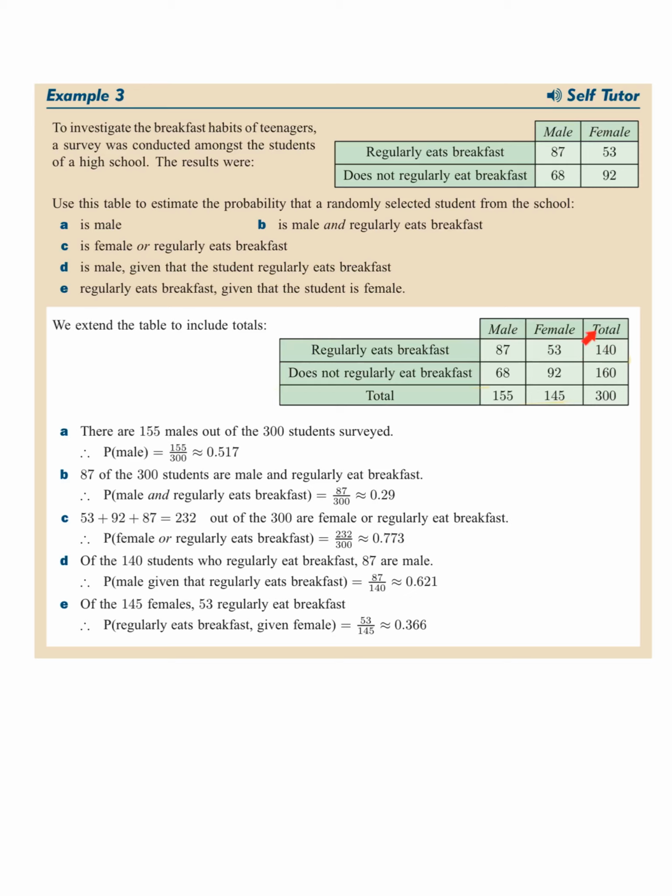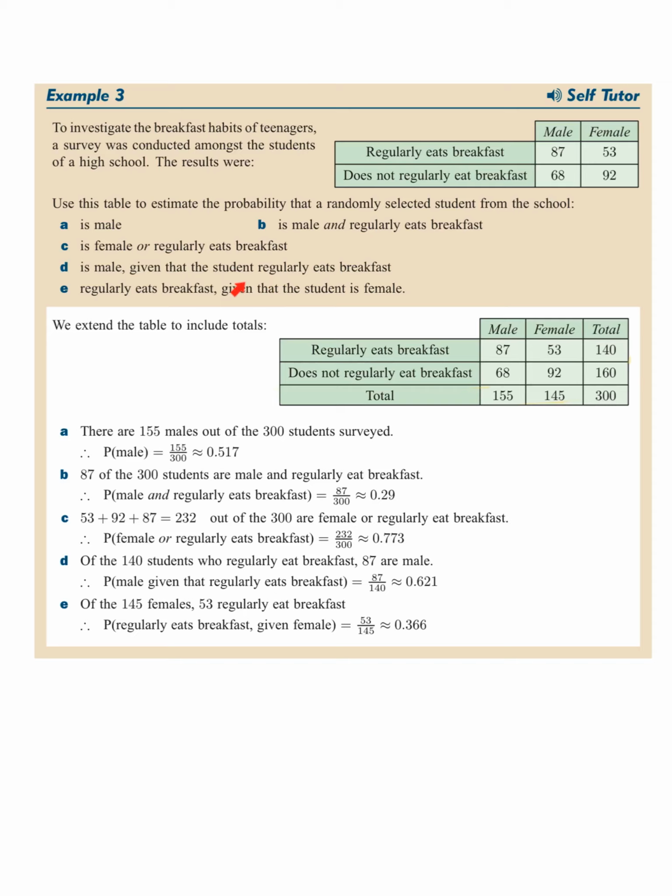Is male? Well, out of that 140, we get the 87, and we put it over the 140 because it says is male. Male is 87, given that the student regularly eats breakfast. So we're only considering those that eat breakfast, that's 140, and we're interested in male, so it's 87 on 140, and that's why it's 87 on 140. Here, 0.621.